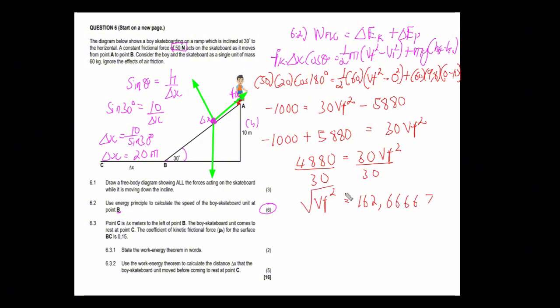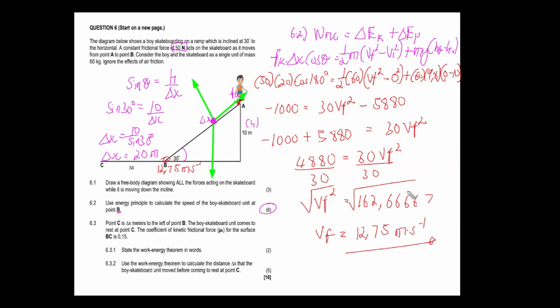And then we can then square root both sides. So square root the answer. We are going to have 12.75 meters per second, right? And that is the speed of the boy skateboard at point B, right? So obviously you need to save that value there, because the following question you might need to use it. So 12.75 meters per second.